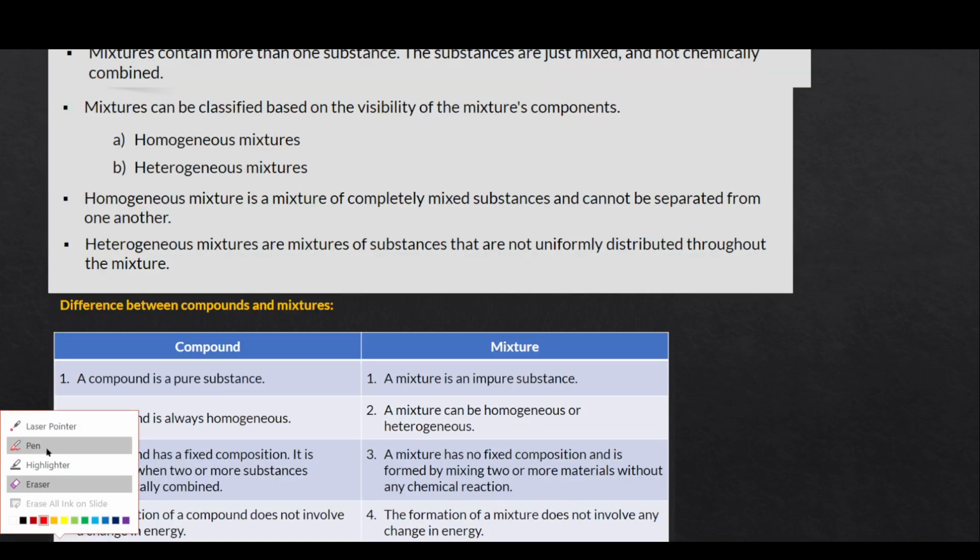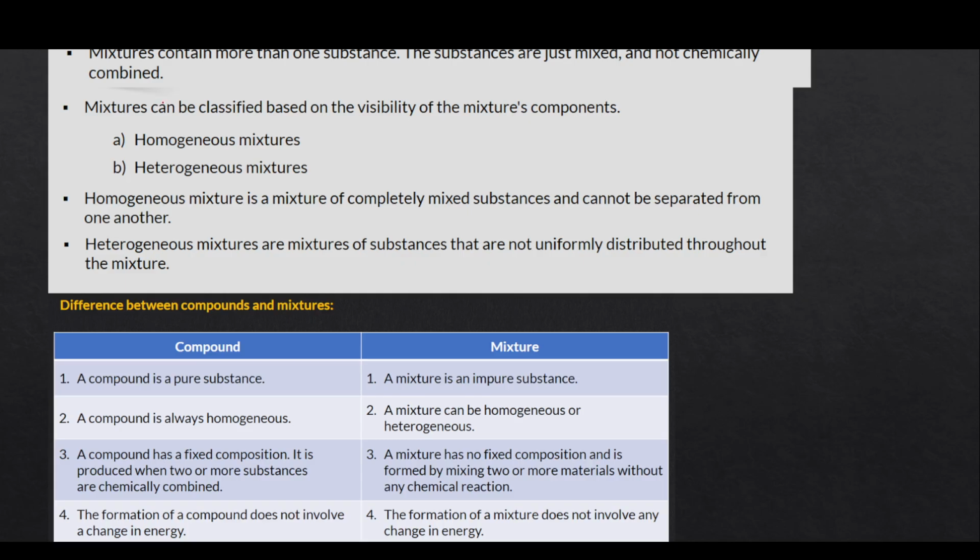So first we'll start with mixture. Basically, a mixture contains more than one substance, but they are just mixed, not chemically combined. You can think of fruit salad. You can still see separate fruits. It is not completely mixed, right? And mixtures are of two types: homogeneous and heterogeneous.